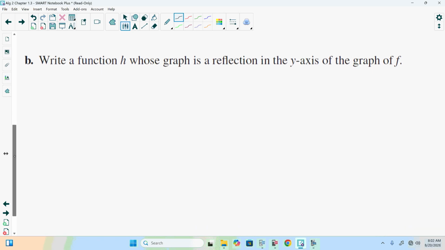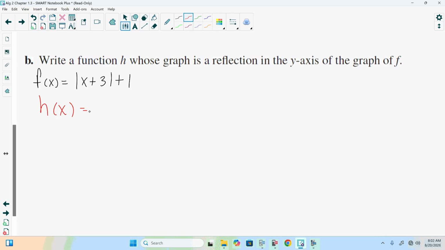Let's look at the next one. Now, I'm going to rewrite the function. You do not have to. I'm rewriting it here so I'm not scrolling up and down so we can see it all in one place. You have it easily visible right there on your page. Now for the next part, they want us to write a function h of x, whose graph is a reflection in the y-axis of the graph of f.